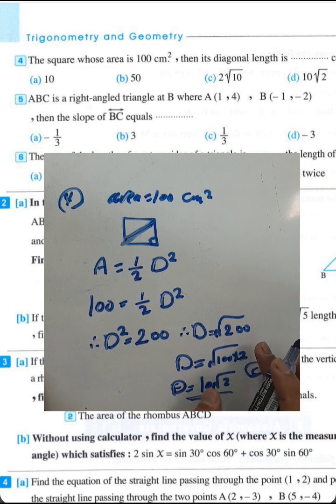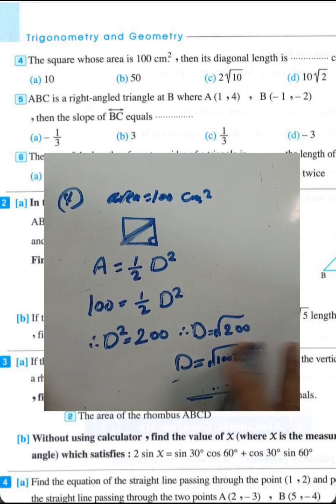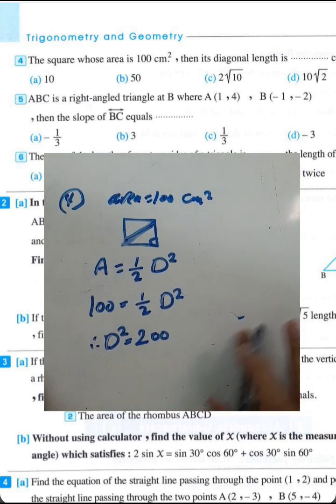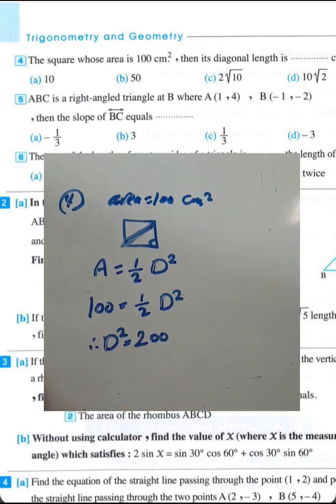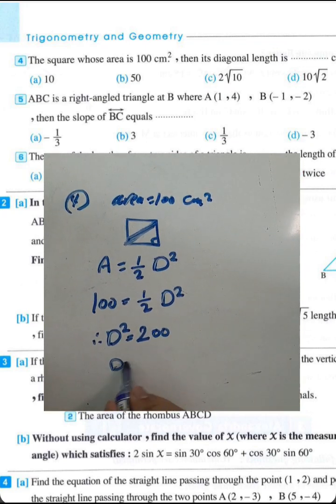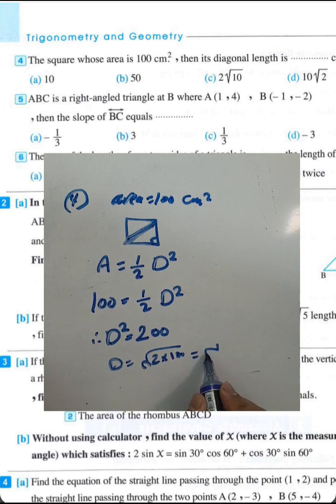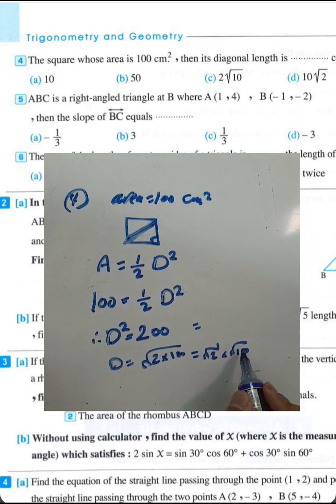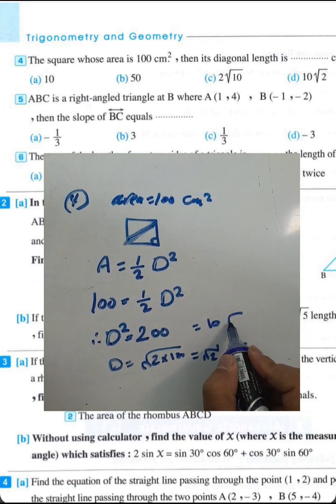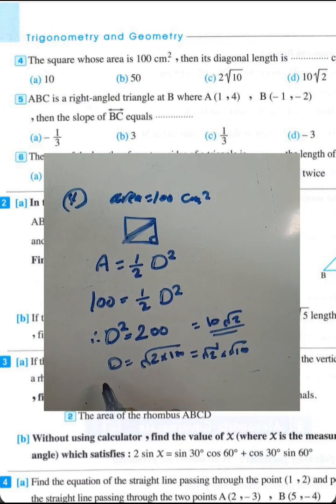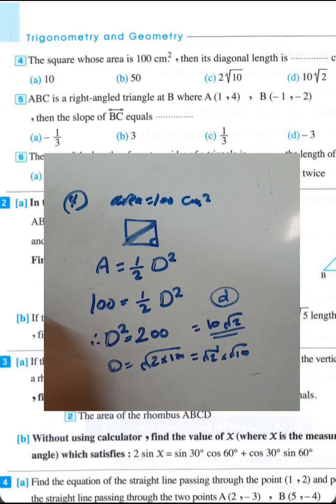The result will be, we have again 200, it will be 2 times 100. Okay, and then write the square root of 2 times the square root of 100. The square root of 100 will be 10, then the result will be 10 root 2. Okay, it's clear with you here. Choose letter D.